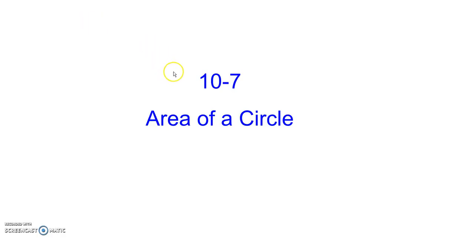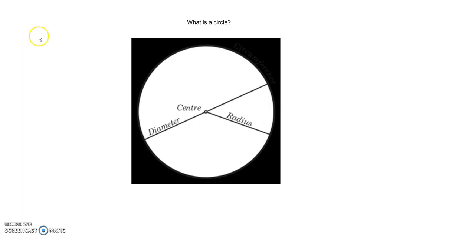Alright guys, today we're going over 10.7, the area of a circle. So first off, what is a circle? Well, a circle is a collection of points, each of which is equidistant from a center point, or a collection of points which are all the same distance from a center point. We call this distance the radius, as you'll see here. So the distance from the outside of a circle to the center is always the radius.